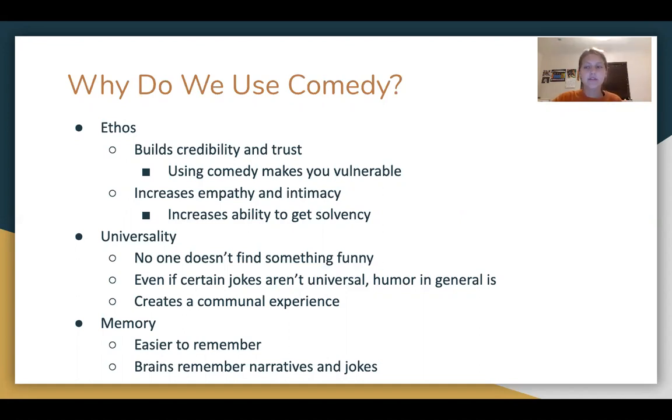And then the last reason we use it is for memory. It's easier to remember jokes and narratives than it is crazy facts and information. So putting that in your speech will help people remember your speech and your topic and solutions in oratory.